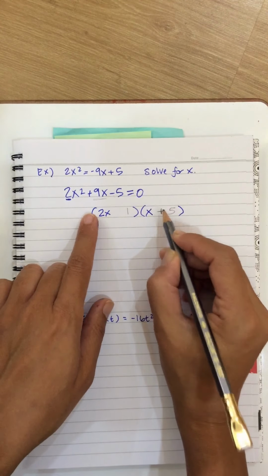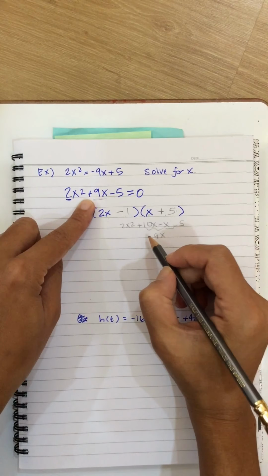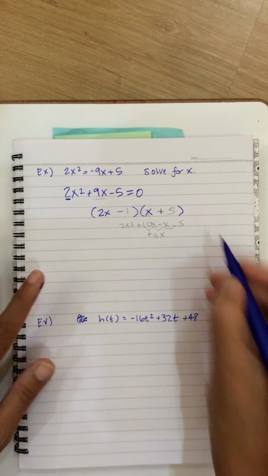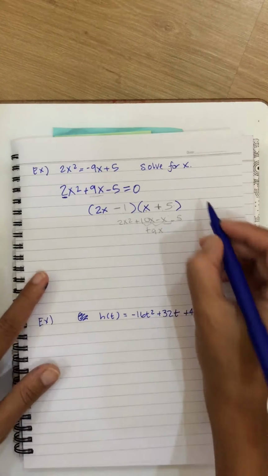I just kind of lay out what things have to be, and I try different numbers out. And I can check this. 2x times x is 2x squared. 2x times 5 is 10x, minus x. That's minus 5. Yeah, this works out because that comes out to 9x, which is what we wanted it to be, positive 9x, right?